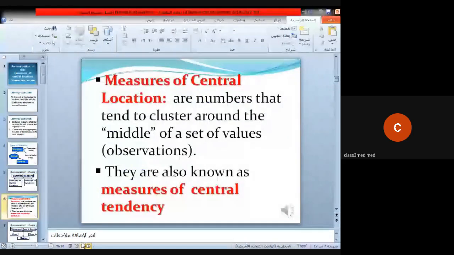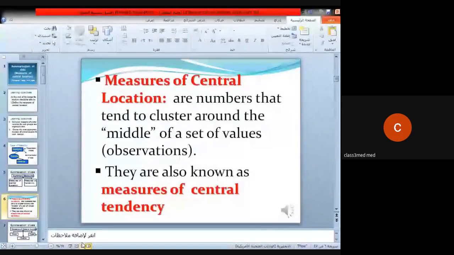Measures of central location can be defined as numbers or summary figures that tend to cluster around the middle of a set of values or observations. These are certain figures, we will calculate them, and they usually tend to be present in the middle of the set of the observations. Another name for the measures of central location is measures of central tendency.